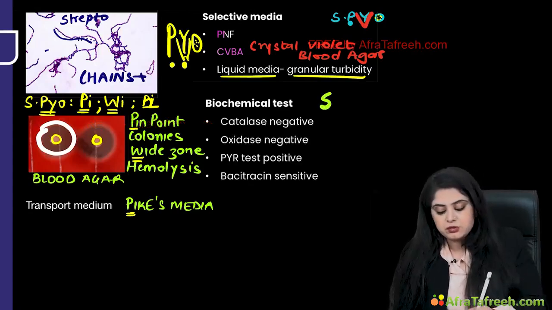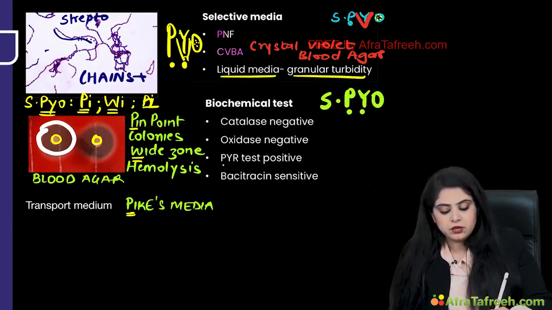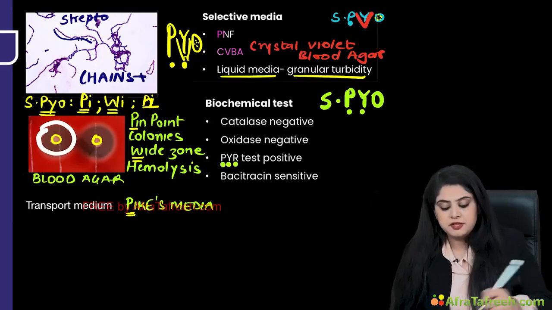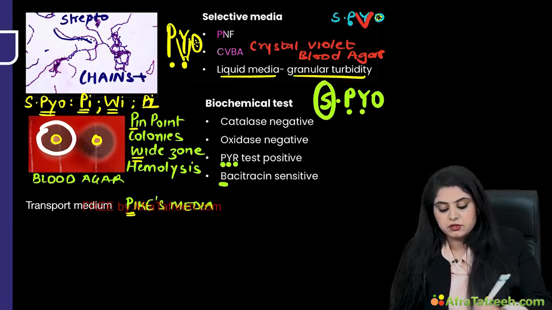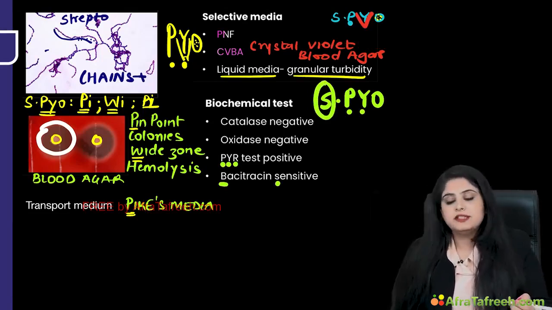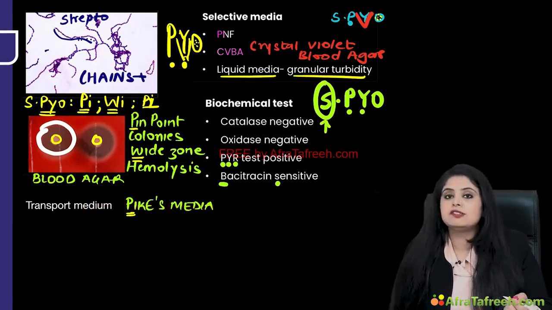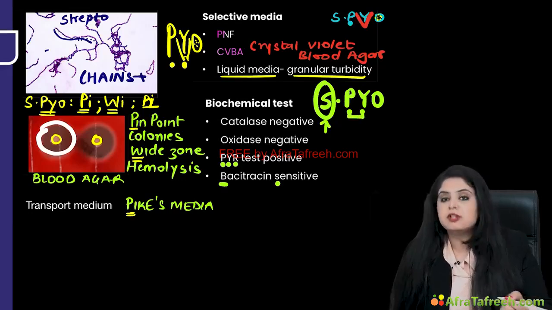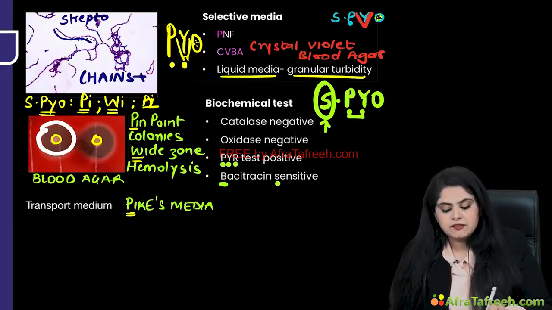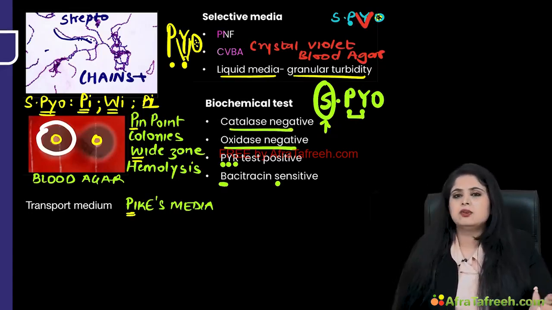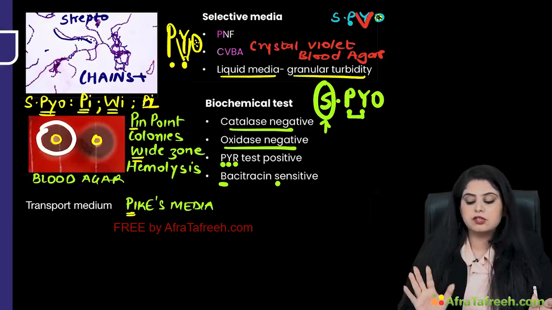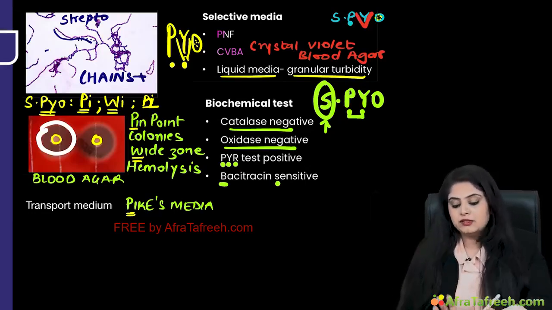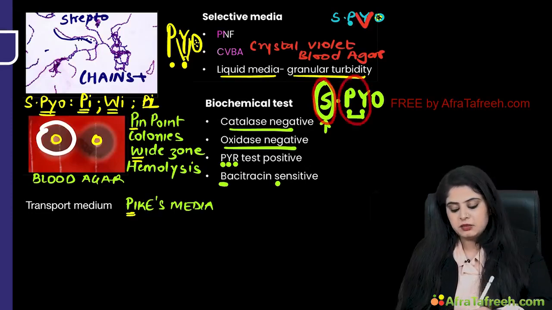Why? Because as soon as you write Streptococcus pyogenes, number one, I can tell you what is the PYR. Of course, the PYR test is positive. And if they ask you bacitracin is what? Sensitive or resistant? You will say bacitracin is going to be sensitive. So simple. S is going to be bacitracin sensitivity. PY is going to be PYR test positive. And of course, this you already know, catalase and oxidase. Catalase was a mnemonic we've done earlier. So all those things are not there. Two things are there: one is bacitracin sensitivity and other is PYR positive.